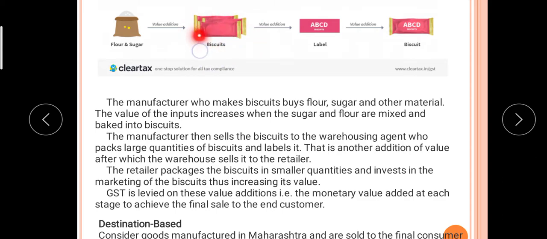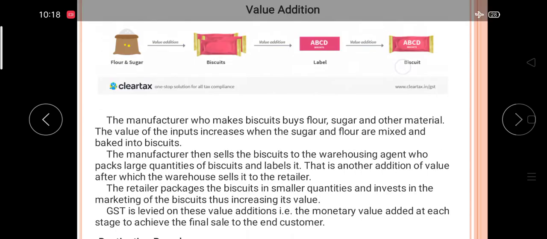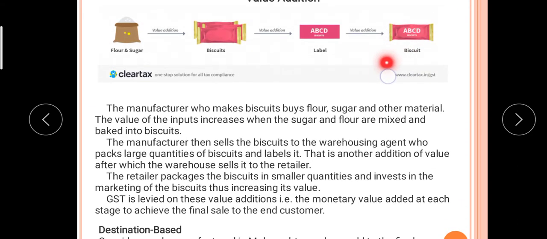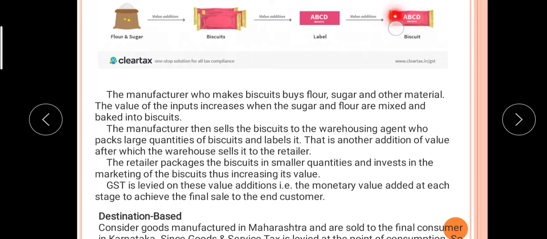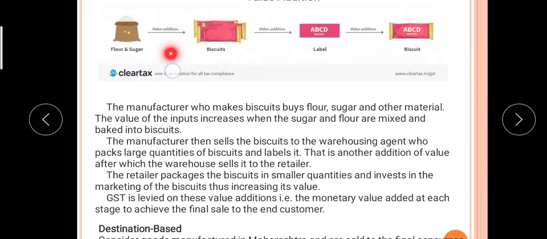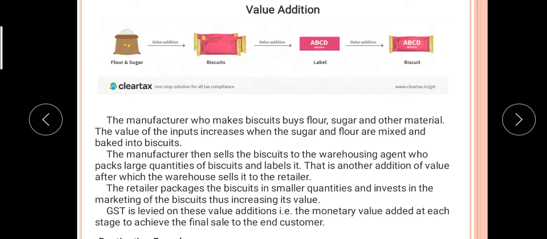But the actual product value is 1500. Is it? Again, after giving a label, 200 again value is added. So the total actual value of this product is 1700. Okay, and then last, after finishing it, your biscuit pack is ready to sell and the value addition is 100, means total it is 1800. So 1000 to 1800, but at every stage some value is only added, and on that value only we are paying GST, not on the total value.